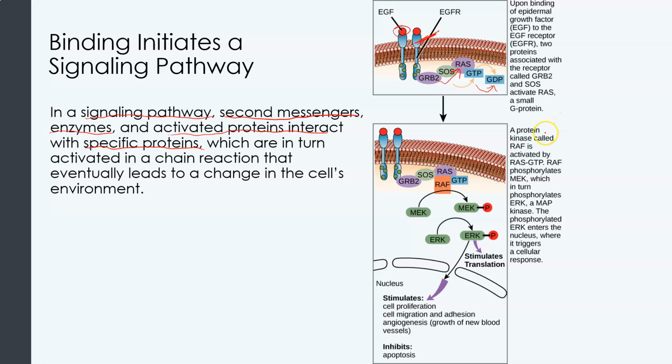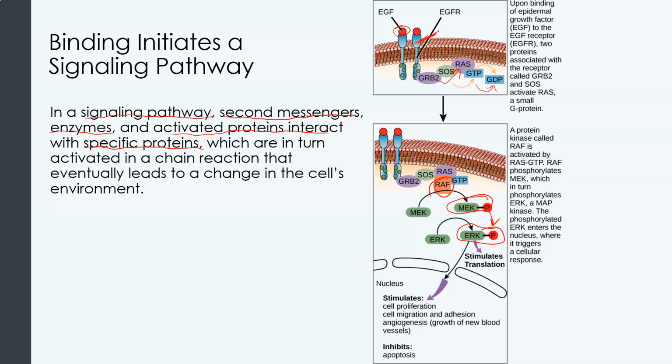Then it says a protein kinase called RAF is activated by RAS-GTP. So this protein is activated by the combination of RAS and GTP. RAF phosphorylates MEK, which in turn phosphorylates ERK. That phosphate from the MEK is added to the ERK, a MAP kinase, the MAP kinase.